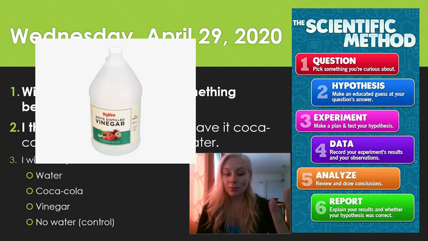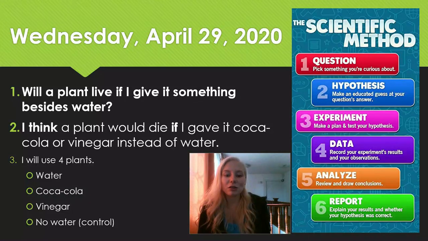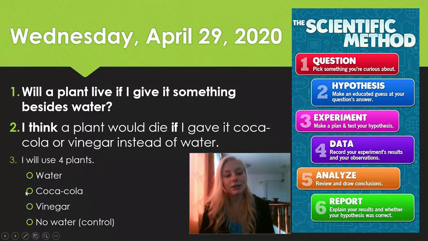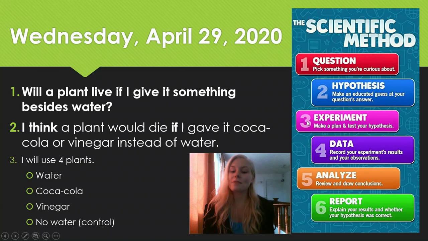I'm going to use 4 plants. So we're going to have 4 plants in our experiment. One, I'm going to give a little bit of water every single day. The next one, I'm going to give Coca-Cola every day, vinegar, and then the 4th one, no water, no Coca-Cola, no vinegar, nothing. Okay? So we have to have a plant that's sort of like a control plant. So we're going to use 4 plants, and right here you can see what I'm going to feed them each day.